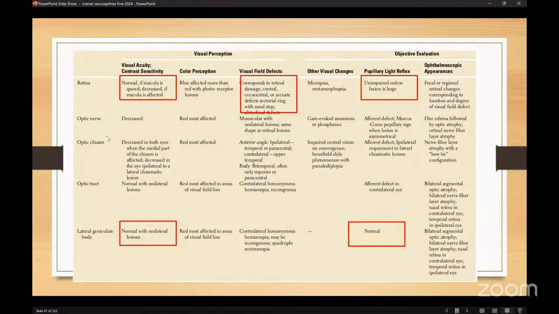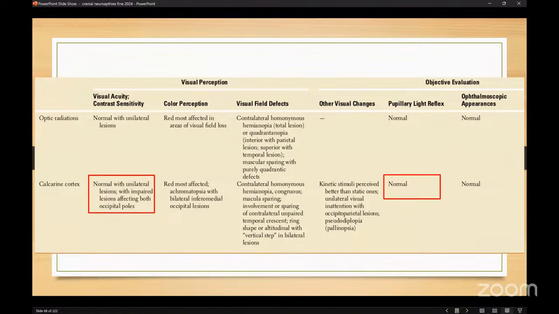Everything beyond the optic chiasma will have a normal visual acuity. It will be only the field defect. And the pupillary light reflex will also be okay beyond the optic tract. At the level of the optic nerve, only the RAPD might be seen. And in the calcarine cortex, also the acuity will be normal, and pupillary light reflexes will be normal.